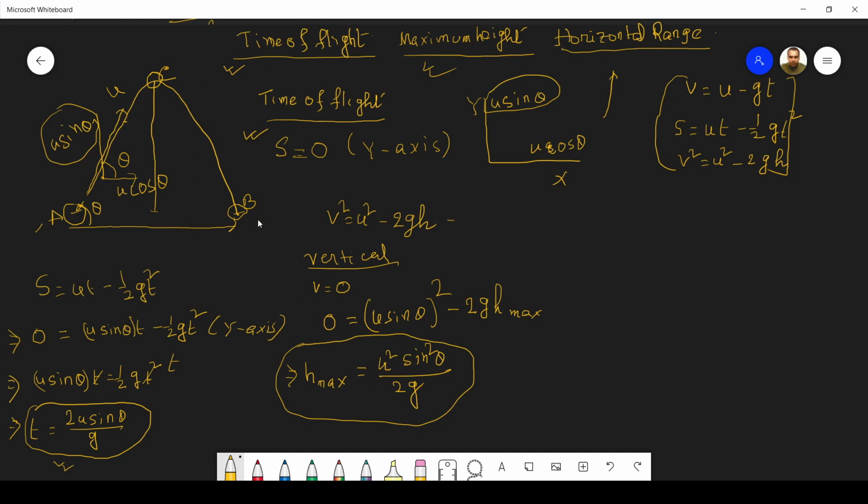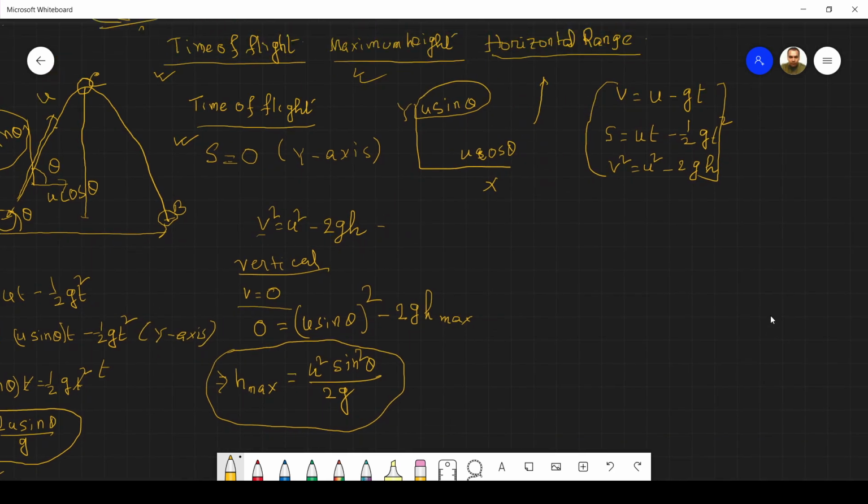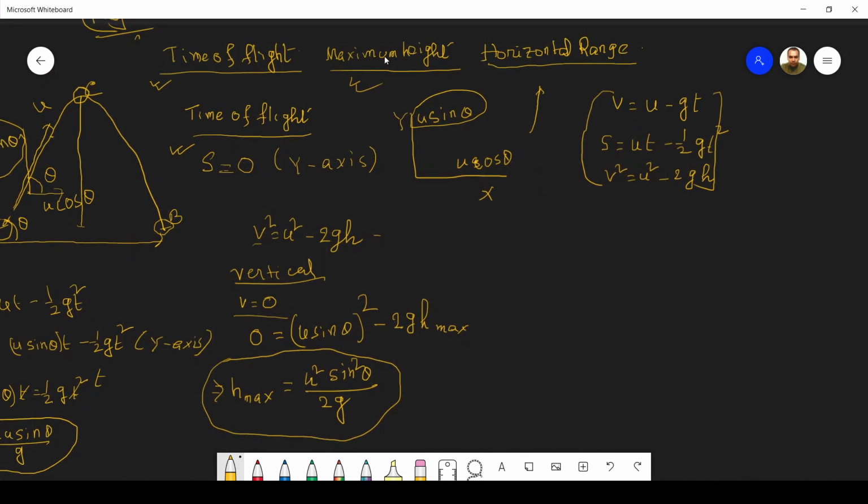So again, in order to calculate the maximum height attained by the object, we have to consider the vertical motion, and at the highest point, the velocity of the object is zero. Therefore, considering that and the vertical velocity value u sin theta, we can calculate the maximum height attained by the projectile during its motion.